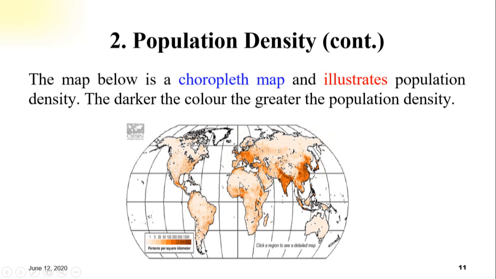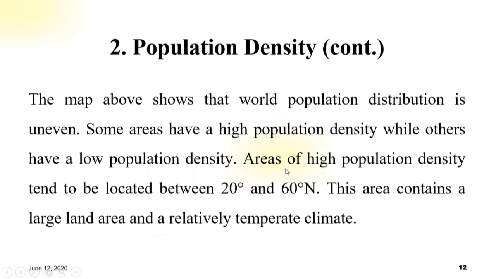Let's move on. Population density. This is a map that I want to tell all of you about: the choropleth map, which illustrates population density. In this map, the darker the color, the higher the population density. The map below shows that the population distribution is uneven. You see the inequality that I told you about in the last slide.